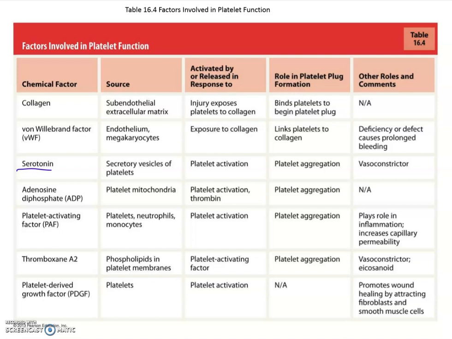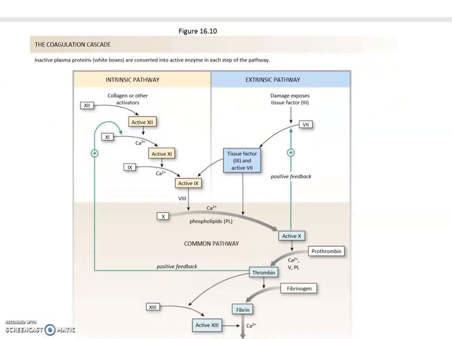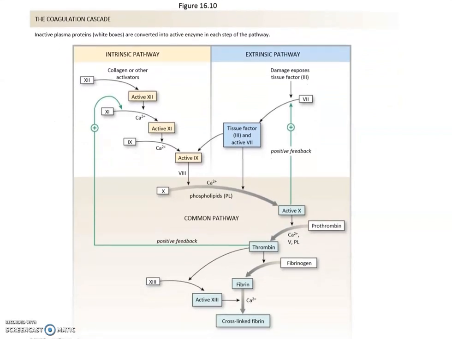Okay, here is the laundry list of factors that are involved in platelet function. There's a lot of them, and I don't have much intention of going over these here. Serotonin is maybe one thing that you should know about. There's also platelet-derived growth factor, but let's take a look at the clotting cascade, and maybe that will all tie it in for you. So basically, you're going to have three pathways that will have to converge. We have the intrinsic pathway, the extrinsic pathway, and the common pathway.